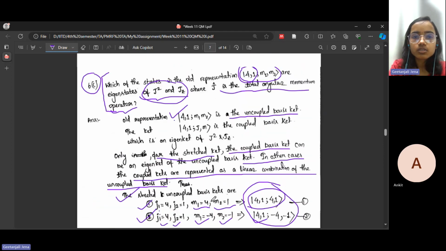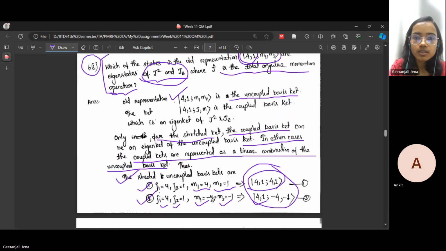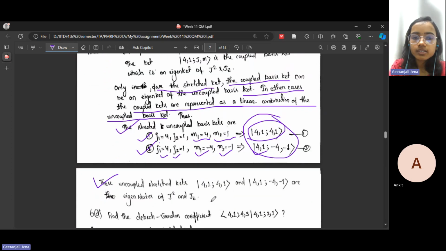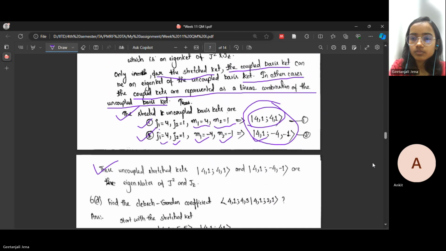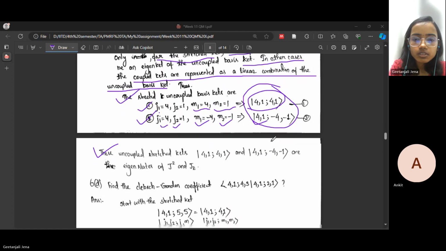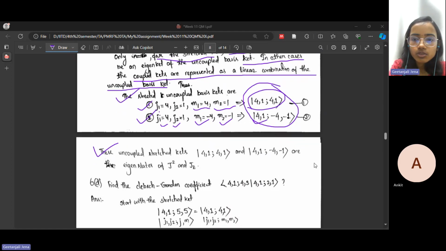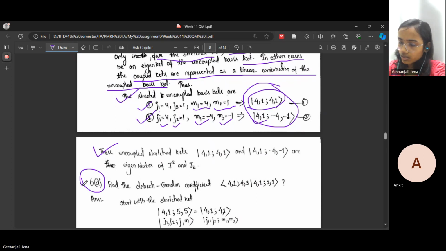So this will be the answer to the question. Now let us move to the next problem. Please go through the question once. 60. So it is based on the CG coefficient. It is asking you to find out the CG coefficient.